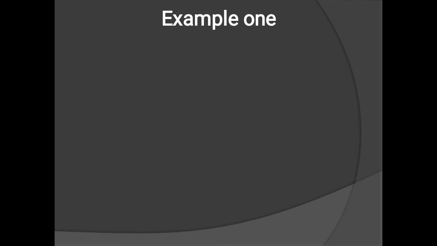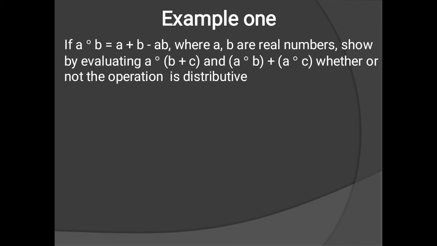Example 1. If A operation B equals A plus B minus AB, where A and B are real numbers, show by evaluating A operation (B plus C) and A operation B plus A operation C whether or not the operation is distributive. When you check well, you'll be forced to say it is distributive, because the operation outside is now found in the two operations in the two parentheses.